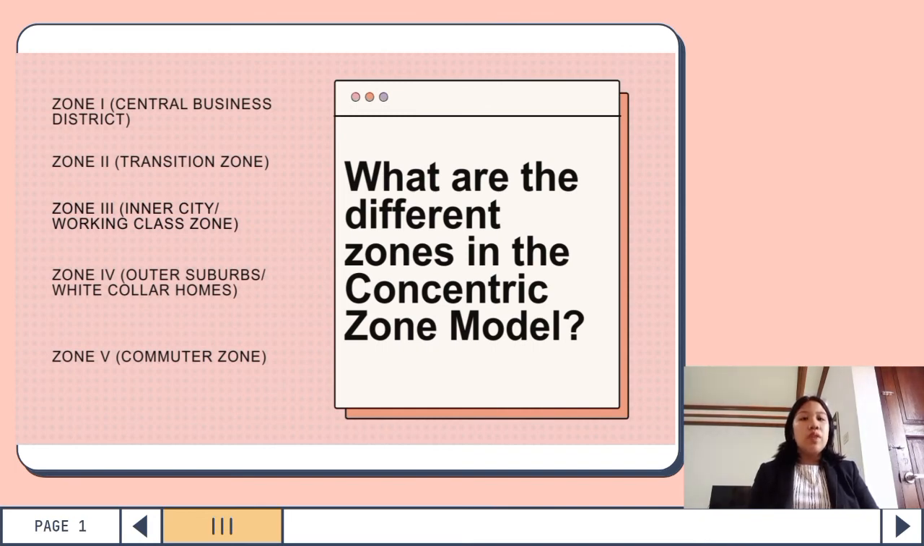Zone 5, Commuter Zone. Here you're going to have the rich people in town. These are the people you see mostly with big beautiful homes, the ones that you probably wish you could afford, with giant yards and every luxury.